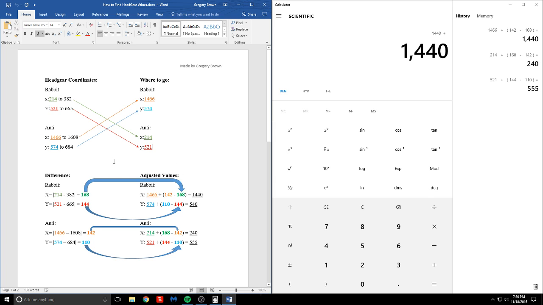So for the rabbits, the thing about the rabbit is since we want it on the antelope, the rabbit ears, we're going to use the antelope's coordinates. So that's why we're using 214 as my lowest x value, and 382 as my highest x value. The difference of those is what's going to be the total width, I guess. And the difference of the y values is going to give us the total height.